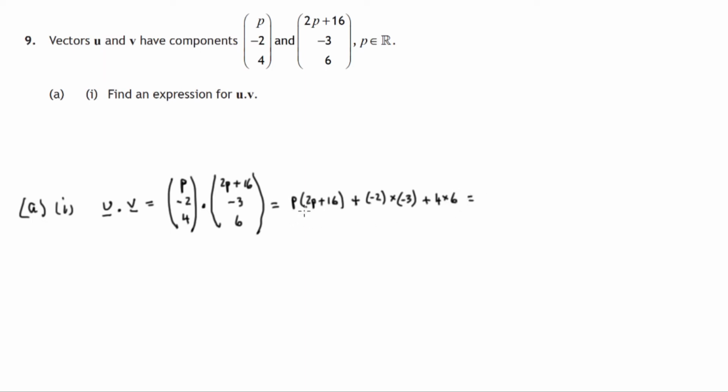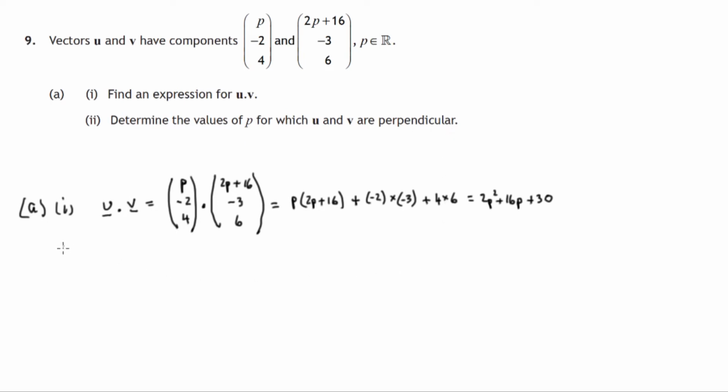There's a simplification needed. Let's get rid of these brackets. We'll have 2p squared plus 16p. And there's 6, positive 6, plus 24. That's 30. So we're getting a quadratic expression for the dot product. Let's have a look at the second part of that question. Determine the values of p for which u and v are perpendicular.